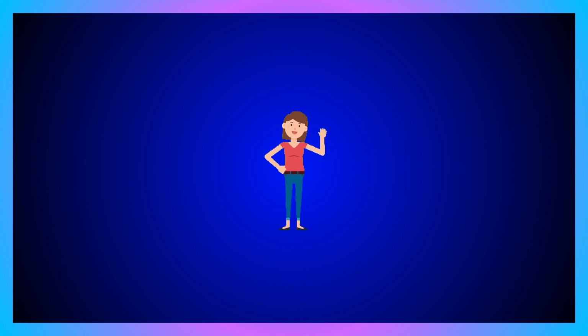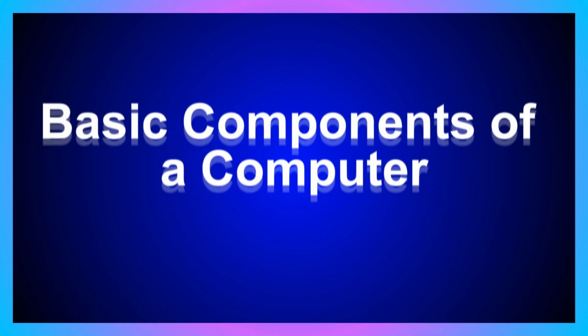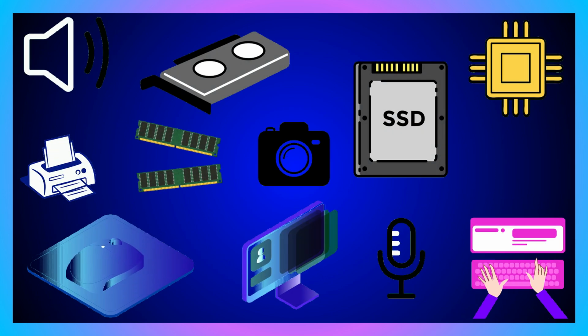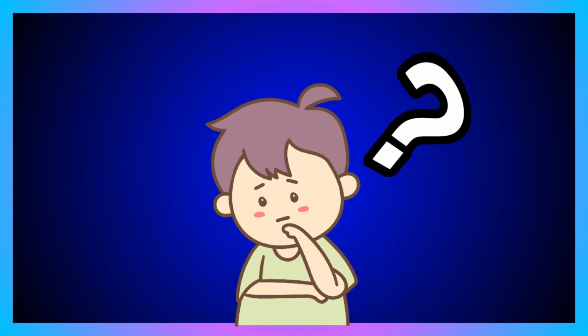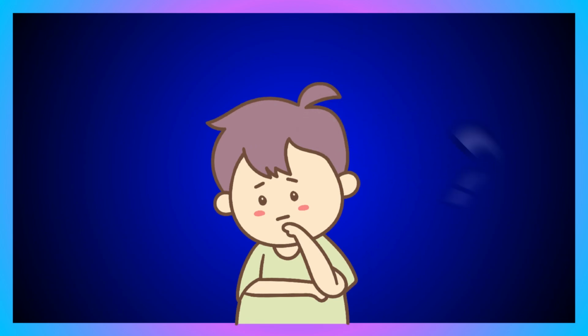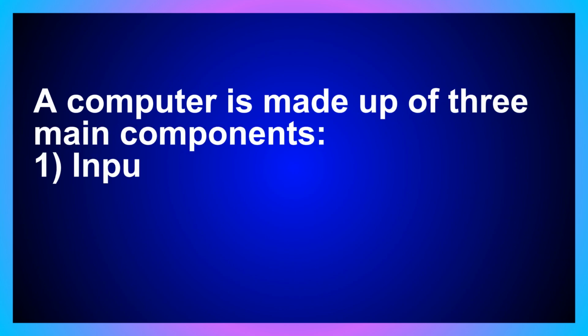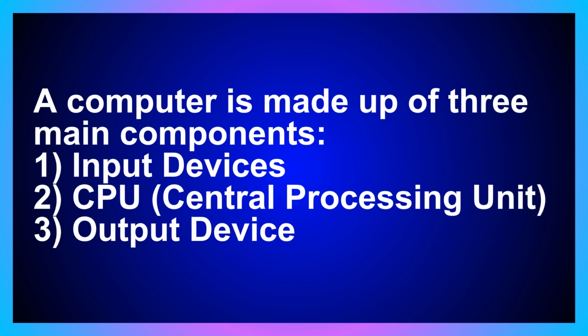Everyone! In this video, I will talk about the basic components of a computer. A computer has different parts that work together to process information and perform tasks. Understanding them will help you know how a computer works. So, let's get started. A computer is made up of three main components: input devices, CPU, central processing unit, and output devices. Let's talk about them one by one.